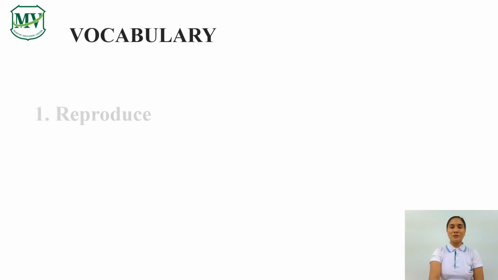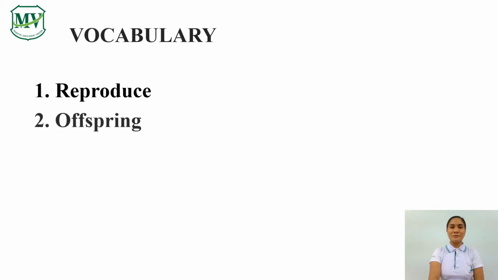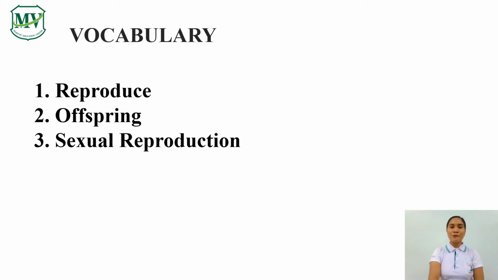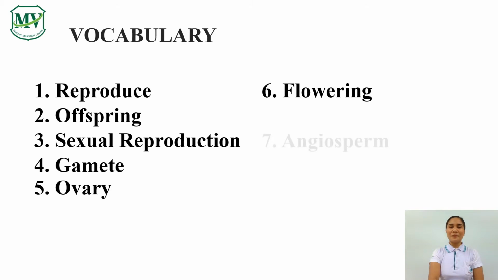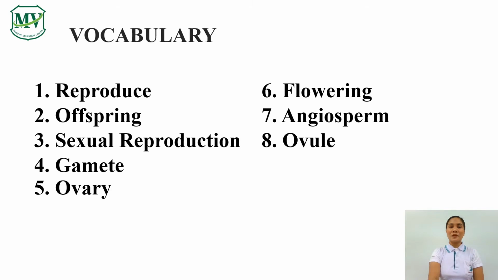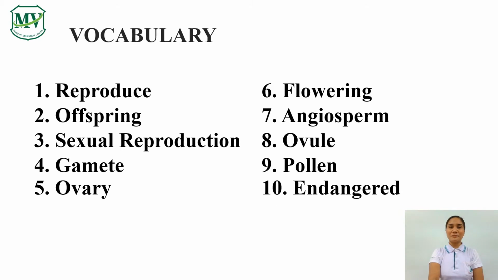Before we proceed to our lesson, let's practice first some vocabulary words. 1. Reproduce. 2. Offspring. 3. Sexual reproduction. 4. Gamete. 5. Ovary. 6. Flowering. 7. Angiosperm. 8. Ovule. 9. Pollen. And 10. Endangered.